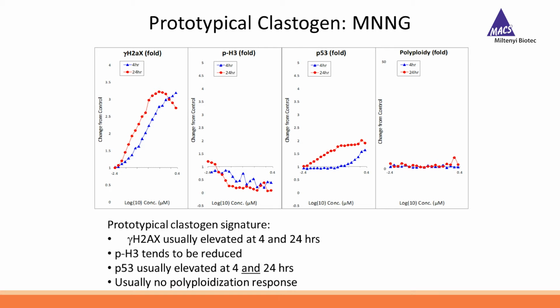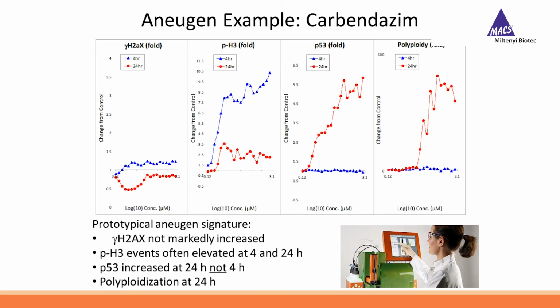The next panel over, the PH3, phosphohistone H3, is actually showing a reduction, and this is due to a mitotic block, which is characteristic of cells that are undergoing this clastogenic type of activity, and therefore it is characteristic of a clastogen to see reductions in phosphohistone H3 labeling. We see increases at both 4 and 24 hours with p53, our indicator of genotoxic stress, and finally our final indicator, polyploidy, we don't see any change in that particular endpoint because this is a clastogen.